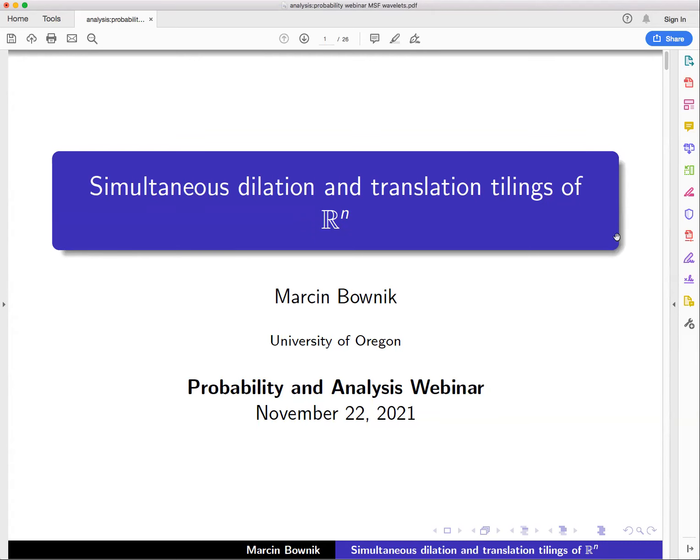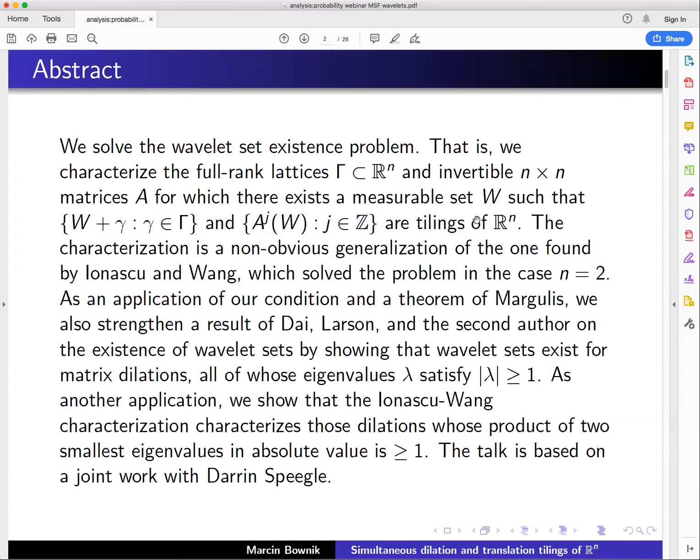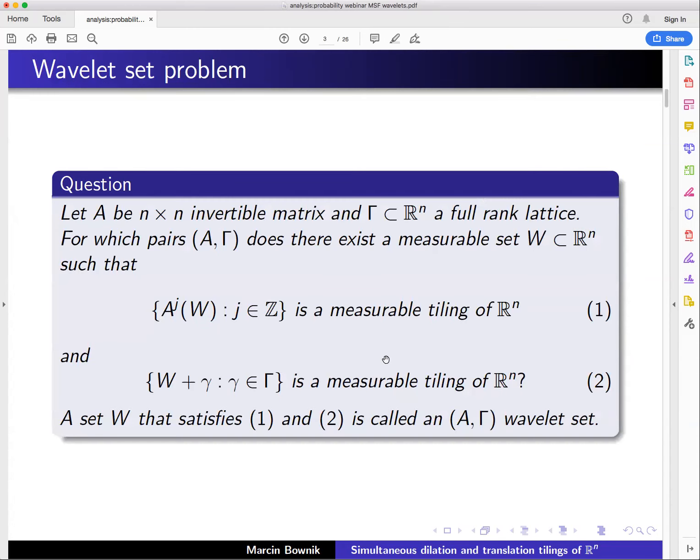So here is the title. Here is the abstract of what I will be talking about. In this talk, I will talk about the wavelet set existence problem. This is joint work with Darrin Speegle, who maybe is actually in the audience, so hopefully he'll correct me if I say something incorrect. So what is the wavelet set problem? It's actually quite simple and elementary to state, so hopefully you'll get something out of this talk.